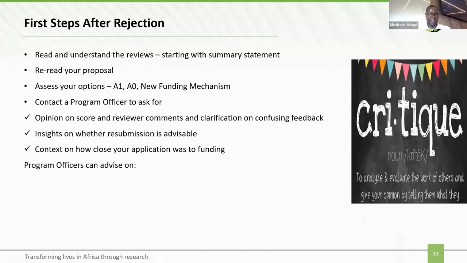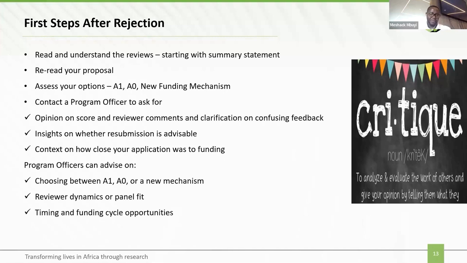The program officers can advise you on choosing between A1, A0, and a new mechanism. They can also advise you on reviewer dynamics and panel fit. Sometimes, as we had indicated, if there is a lack of panel fit, you may get bad reviews or a bad score. So they can also tell you about the timing and funding cycle of opportunities that may be relevant for your application.